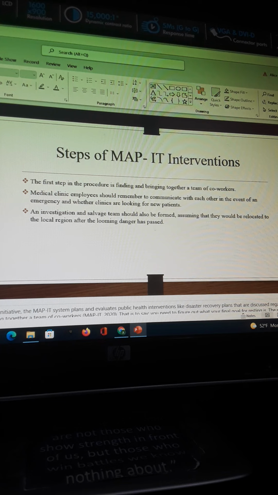Steps of MAPIT interventions. The first step in the procedure is finding and bringing together a team of coworkers. Medical clinic employees should remember to communicate with each other in the event of an emergency and whether clinics are looking for new patients. An investigation and salvage team should also be formed, assuming they would be relocated to the local region after the looming danger has passed.